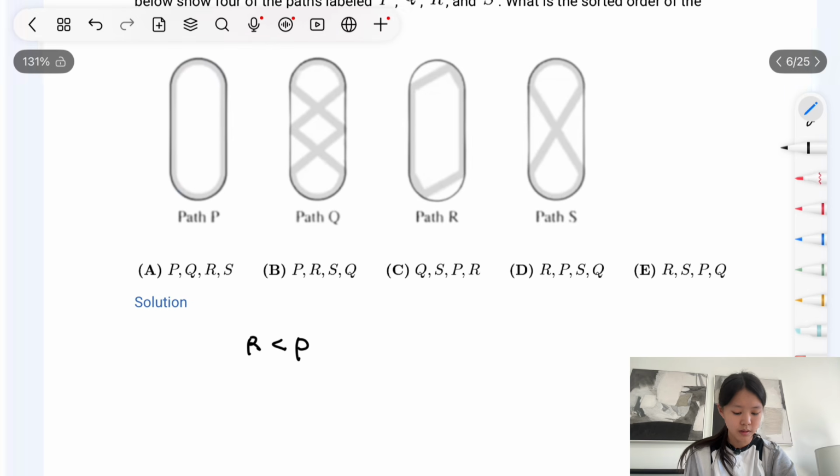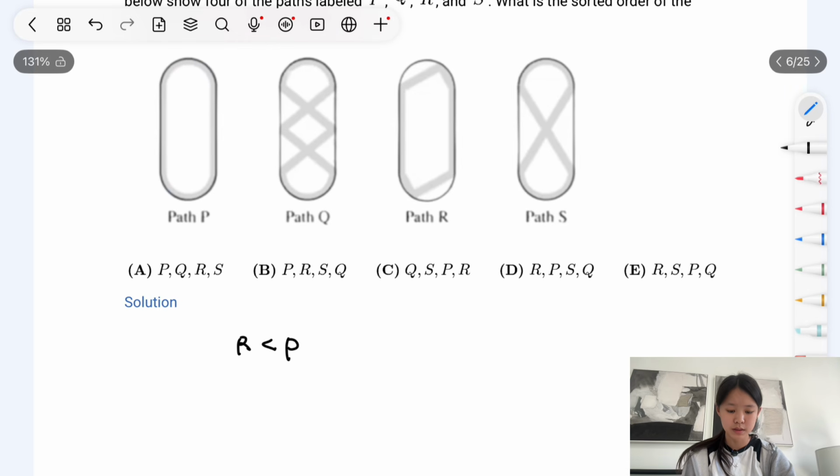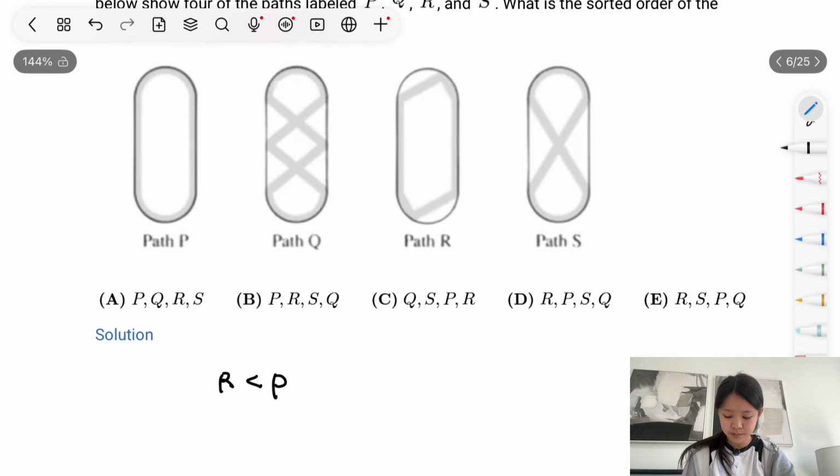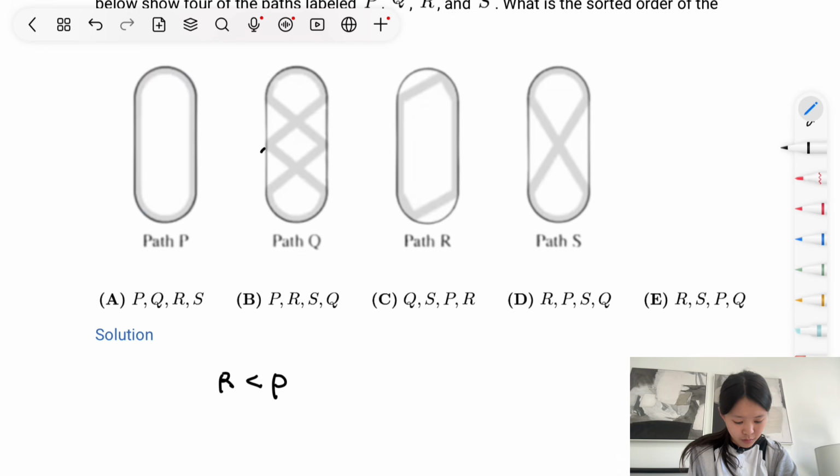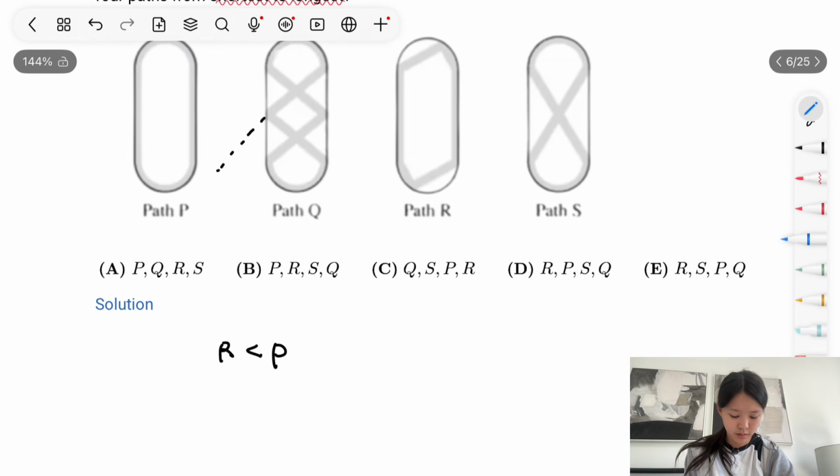And next, we look at paths P, Q, and S. Path Q, if you imagine that this part was reflected across that way, then it would form this hypotenuse of that triangle, which we know is longer than this diagonal. For example, this diagonal would be longer than this diagonal. So we get another thing, which is S less than Q.